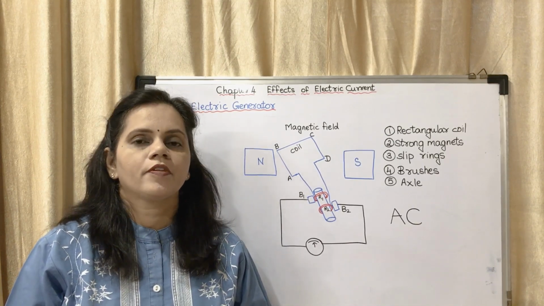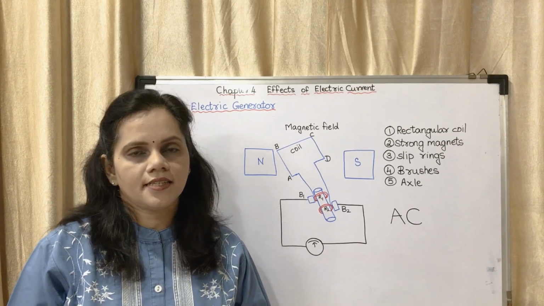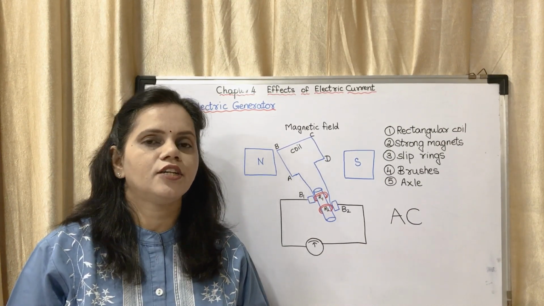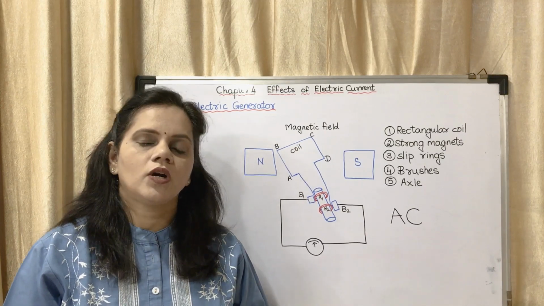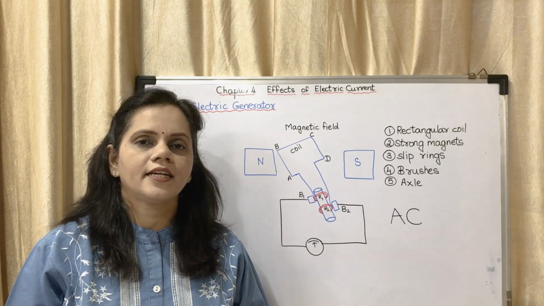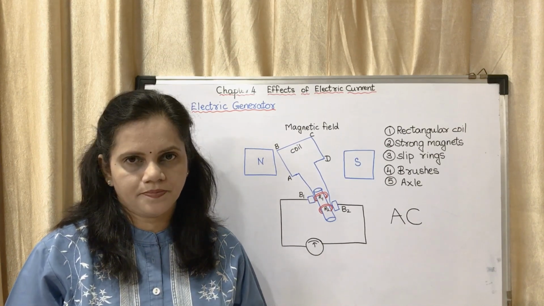I repeat, what is a generator? A generator is a device which converts mechanical energy into electrical energy. What is the principle of an electric generator? The principle is electromagnetic induction.